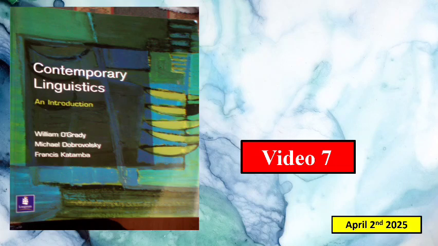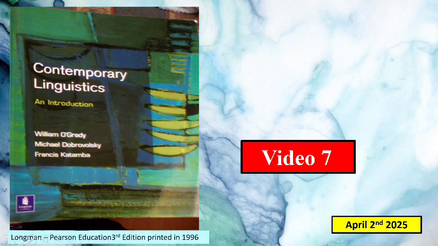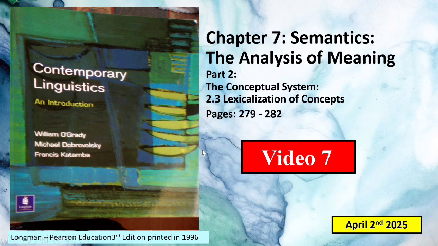Video number 7, Contemporary Linguistics: An Introduction, written by William O'Grady, Michael Dobrovolsky, and Francis Katamba, published by Longman, Pearson Education, 3rd edition, printed in 1996. Chapter 7, Semantics: The Analysis of Meaning, Part 2, The Conceptual System, 2.3, Lexicalization of Concepts, pages 279 up until 282, narrated by Evi Sayono.